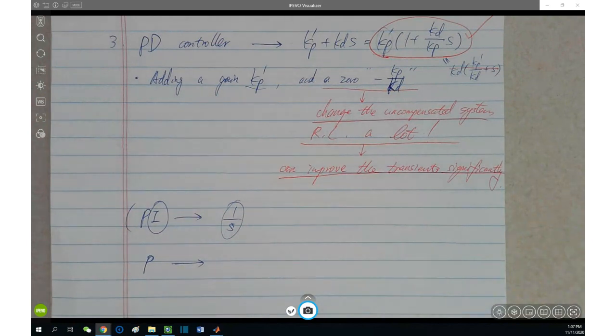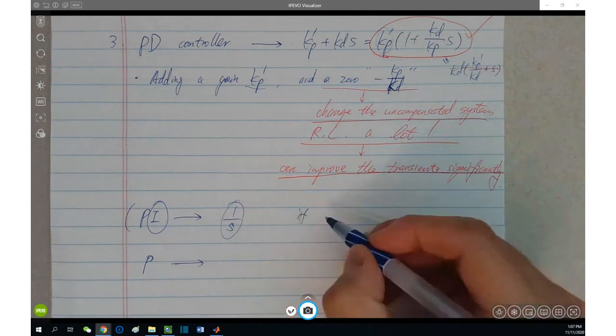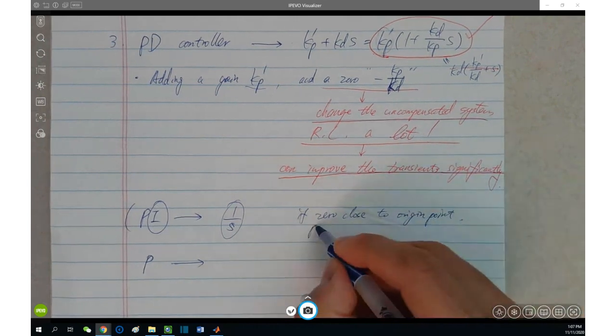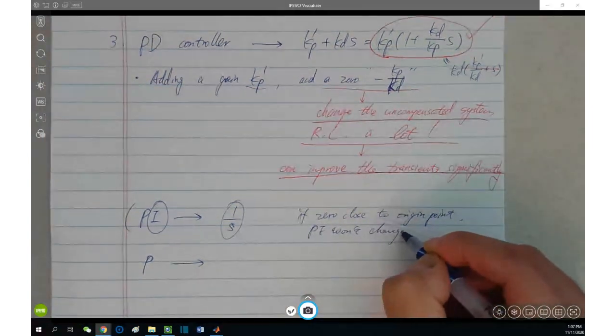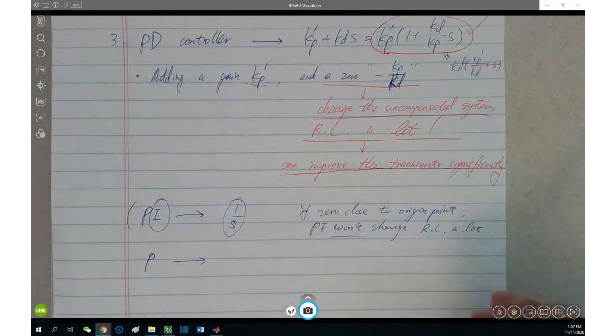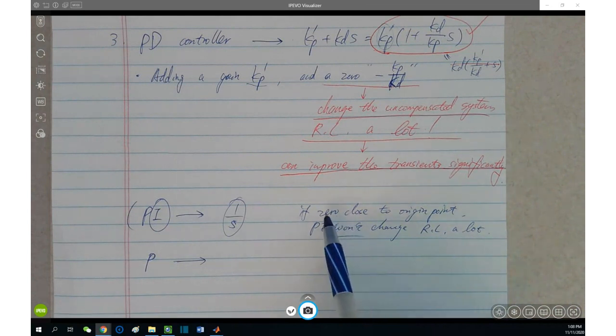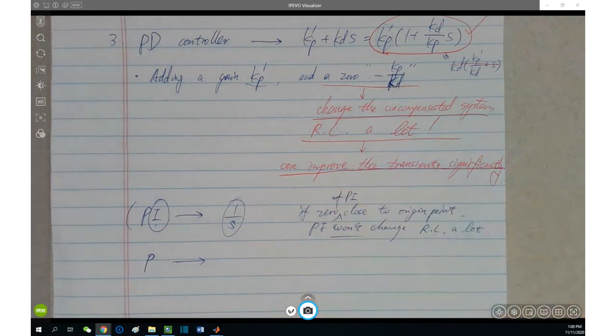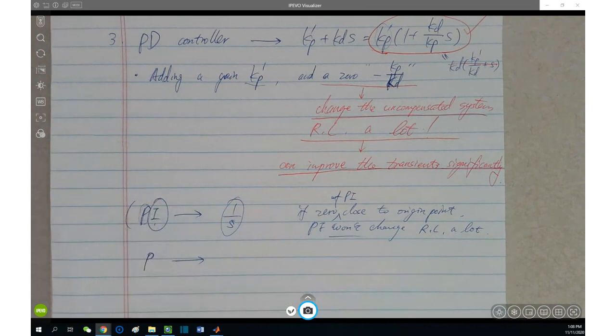And another thing, never forget, that PI can do is if you are making the zero close to the origin point, PI won't change the original uncompensated system root locus a lot. Okay, it won't change it a lot. So you can keep the root locus. If you are making the zero of the PI controller, okay, it's not the zero of anything else, if you're making the zero of the PI close to the origin point, the PI controller won't change the root locus a lot. Eliminating the step input steady state error and changing the stability, this is what the PI can do.